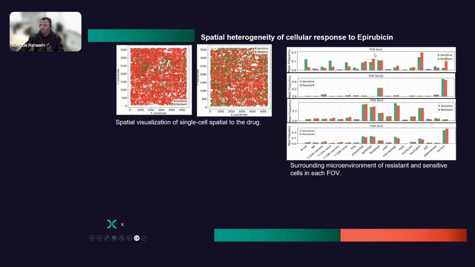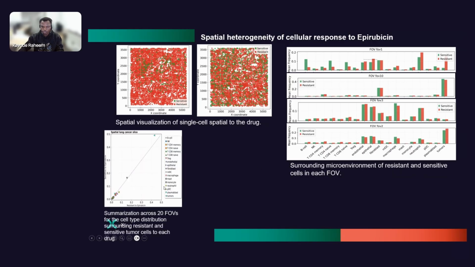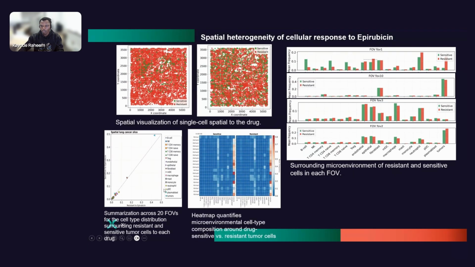So we can see these are different fields of view in different locations. We see the rate of these cell types, precisely B cells and NK cells, how they respond, which of them are sensitive and which are resistant to the drug we're trying to show. We also do a summarization over the entire field of view of the entire section of the lung cancer. We see how each of these drugs is resistant to these particular epithelial cells. This map shows us which cell types in this region are more sensitive and more resistant, which is the major focus of the work we try to implement.